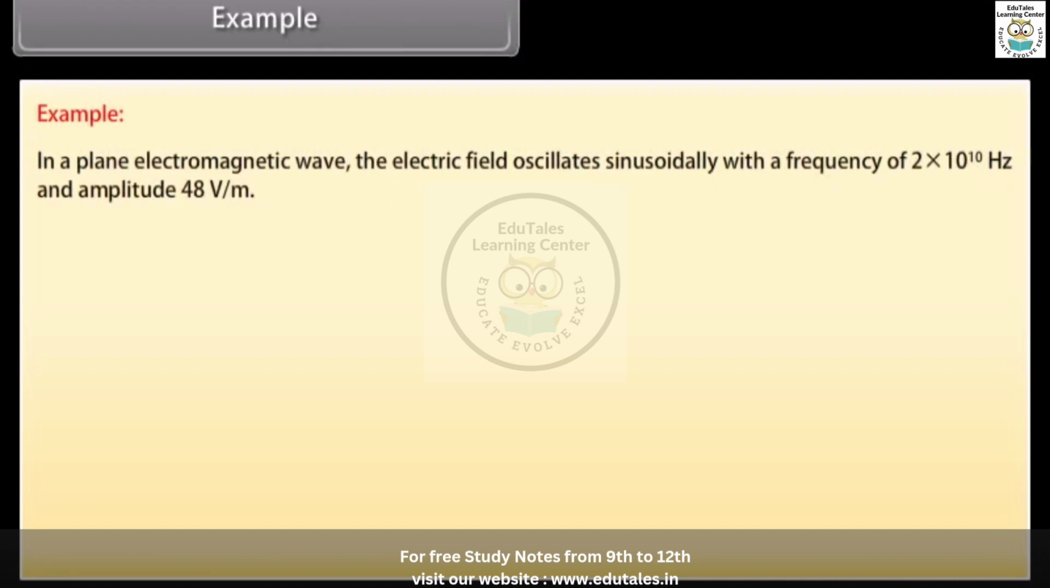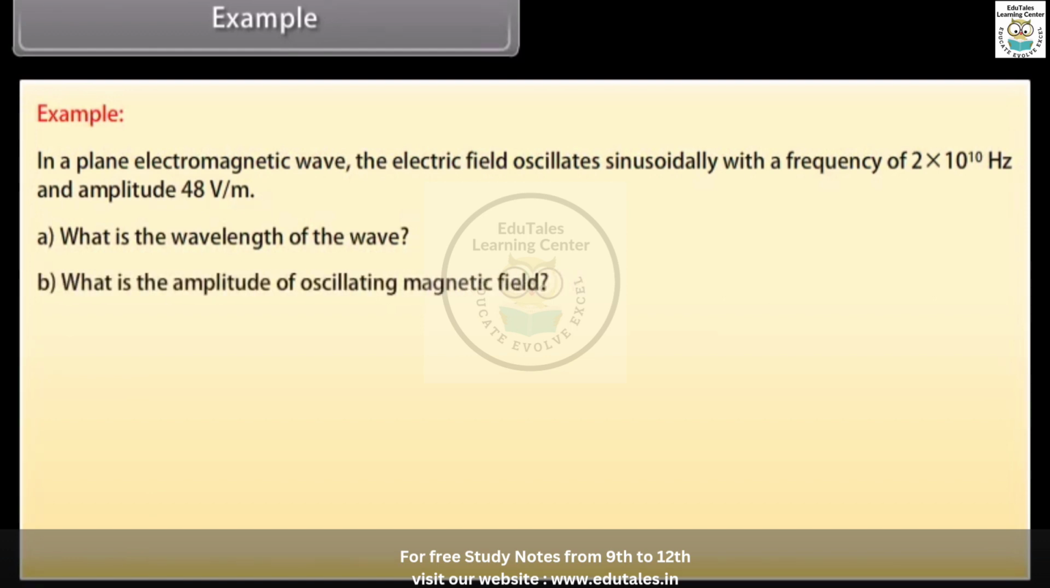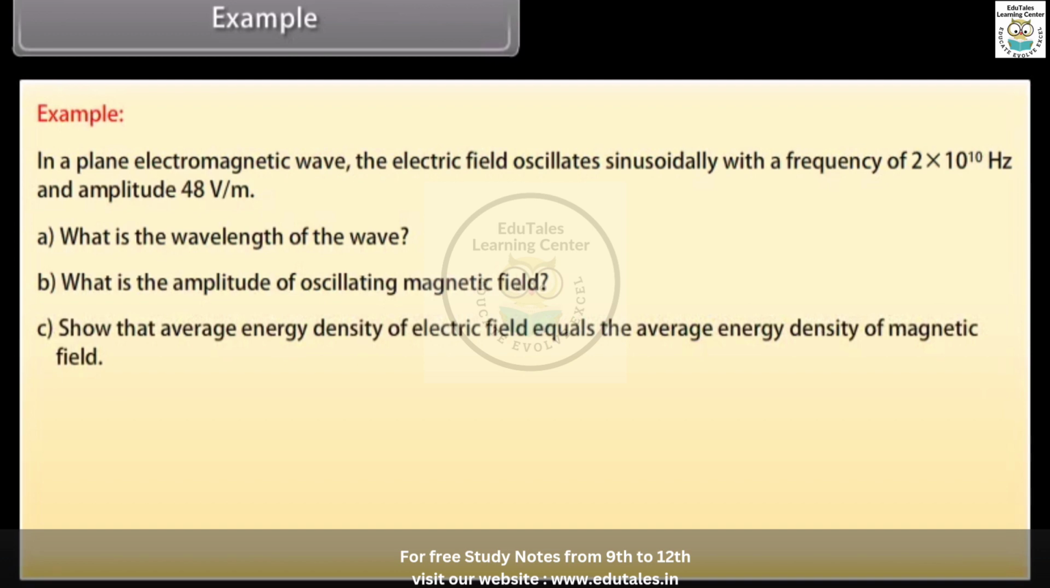Example. Let's take an example of electromagnetic waves. In a plane electromagnetic wave, the electric field oscillates sinusoidally with a frequency of 2 × 10^10 Hertz and amplitude 48 volt per meter. What is the wavelength of the wave? What is the amplitude of oscillating magnetic field? Show that average energy density of electric field equals the average energy density of magnetic field.